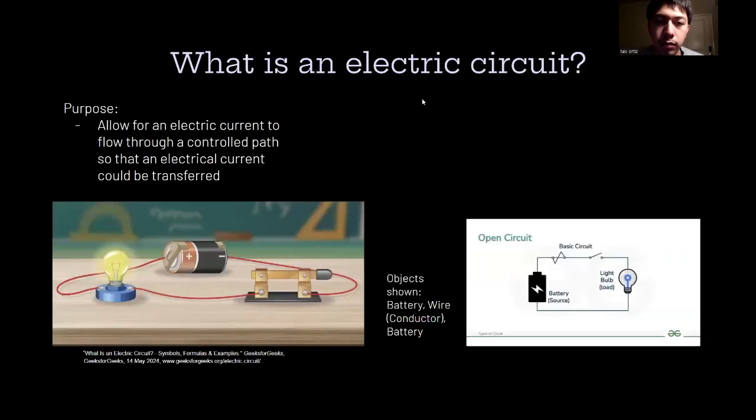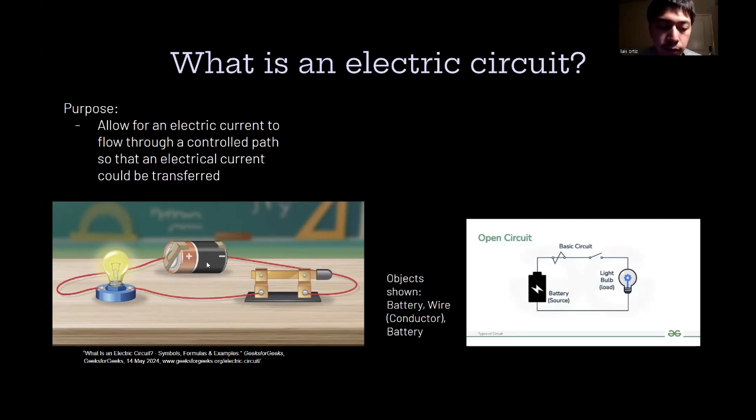Okay, what is an electric circuit? An electric circuit is a controlled path which allows for an electric current to flow through and for an electric current to be transferred from one place to the other.